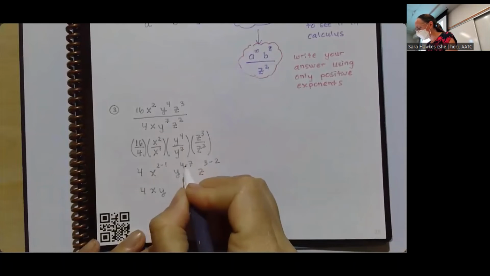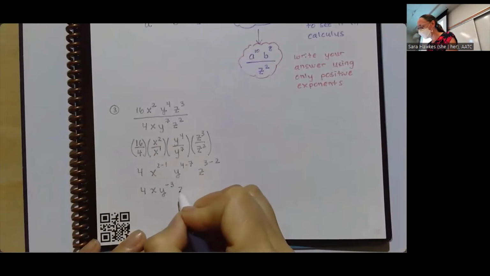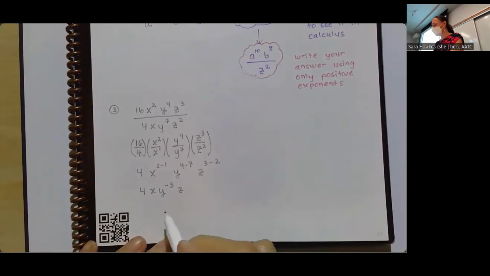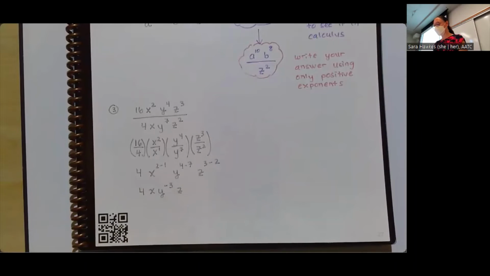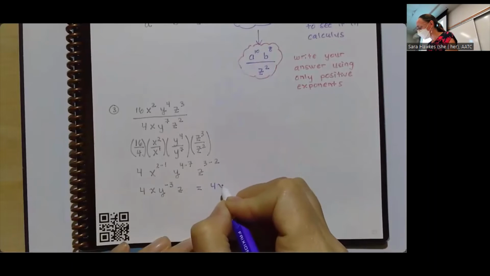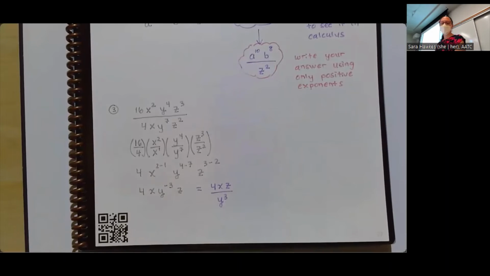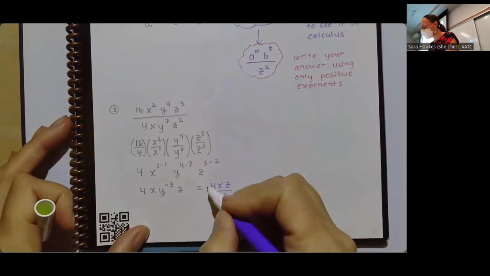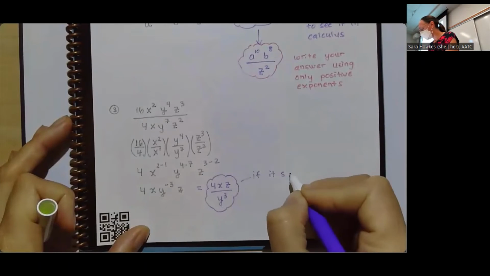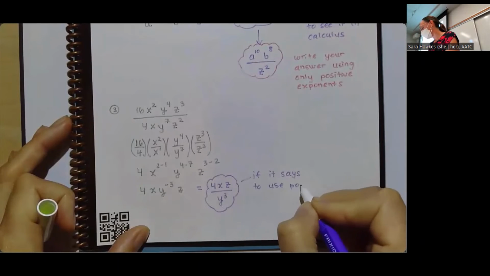I'm looking at y. 4 minus 7 would be y to the negative 3, and 3 minus 1 would be another z to the 1. So this answer would be totally fine, and it is equivalent to writing this as 4xz divided by y cubed. But this is the version that you would need if it says to use positive exponents.